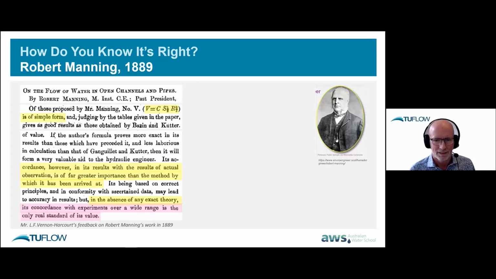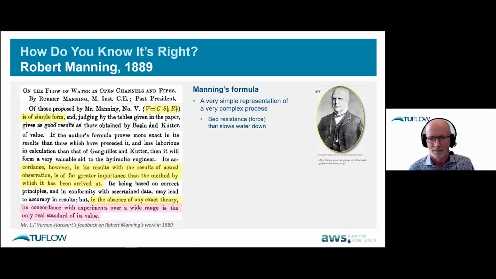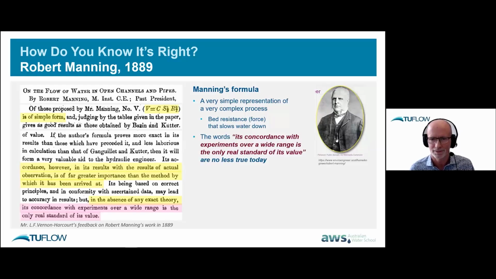But what was really important to this guy, and also the other three panelists, was that its results needed to concord with experimental data or measured data from a river system. So you can have a fantastic formula, but if it's not exact, you need to make sure that what you're doing concords with real world known data. So effectively, Manning's formula is a very simple representation of a very complex process. So it's not a precise equation. That's really important to realize. It's just a way of helping to estimate the amount of bed resistance.